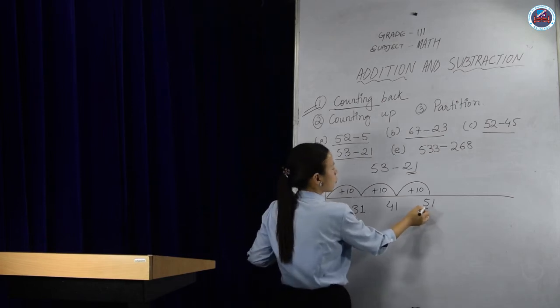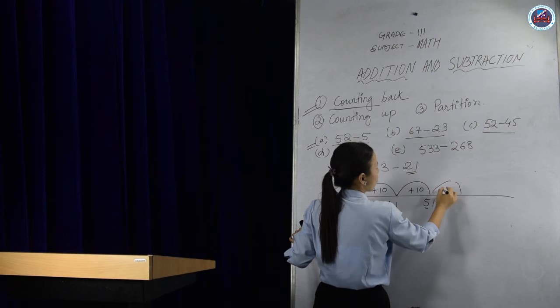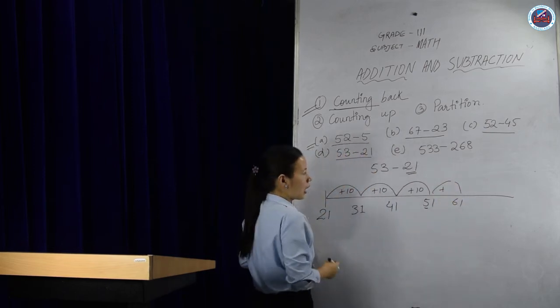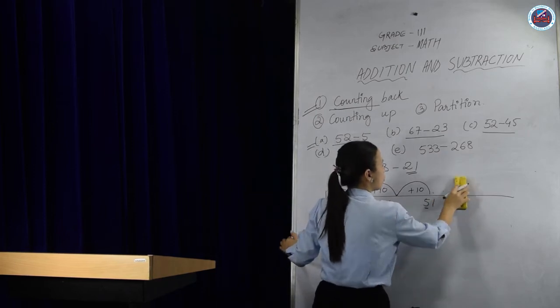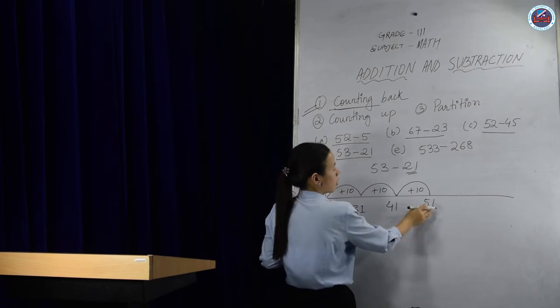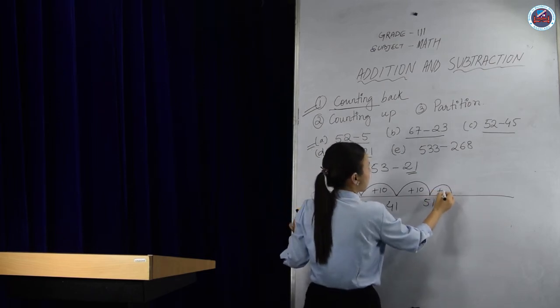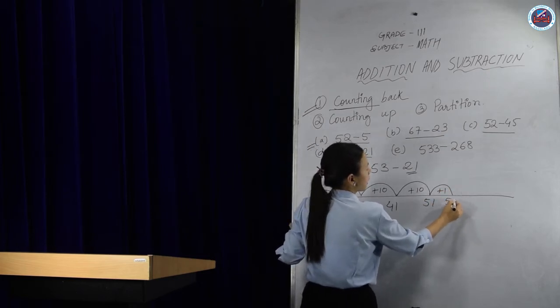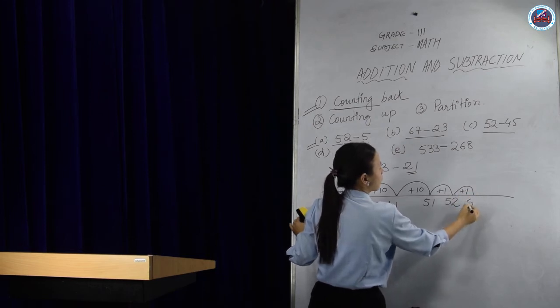Now this 51 is closer to 53. If we take 10 more, we get 61. Actually, we are supposed to stop at 53, right? So we're not going to take 10 more anymore. This time, we're going to take one more. That is, one count. So take one count, you get the next number, that is 52. Another one count, you get 53.